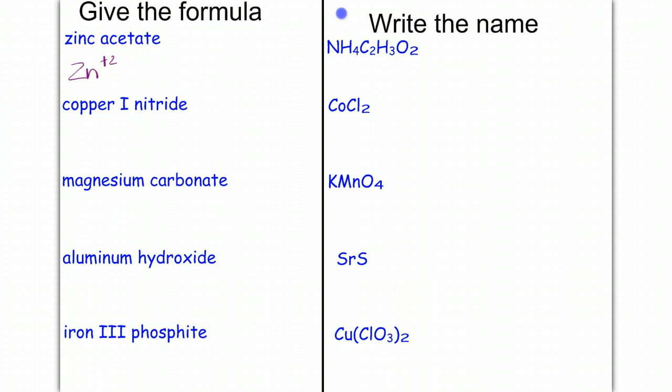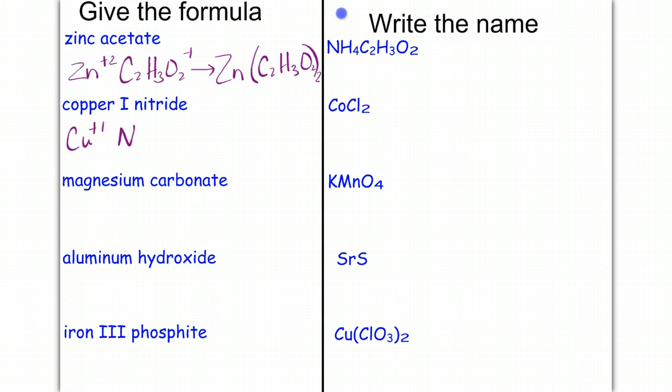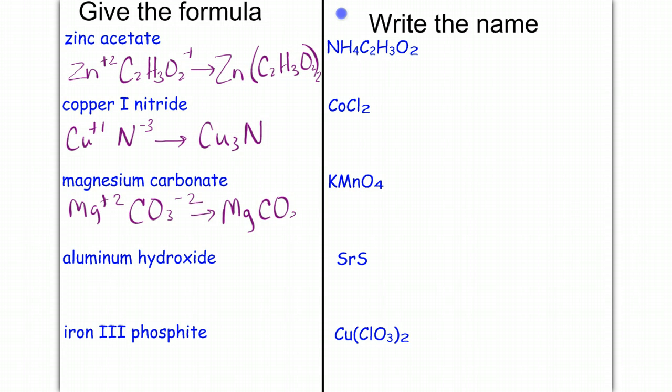Zinc is +2, acetate is C2H3O2 with a -1, which makes this a 1 zinc to 2 acetate ratio. Copper 1 is Cu +1. Nitride is on the periodic table N-3. If I switch the charges, I have a 3 copper to 1 nitride ratio. Magnesium is +2, carbonate is CO3 -2. These are going to cancel, giving me a 1 magnesium to 1 carbonate ratio.